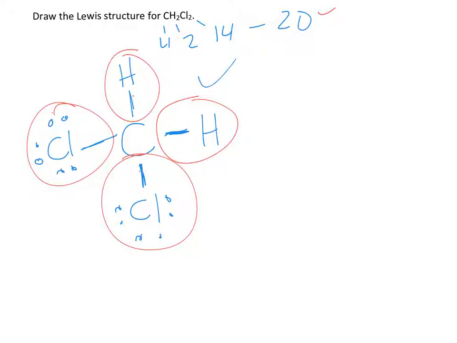Let's do another. NOF. So N has 5, O has 6, F has 7 for a total of 18. Now we want to choose the central atom. So this is one where it's less obvious, but typically you're going to do the one that forms the most bonds. So N, having 5 electrons, likes to form 3 bonds to get to a noble gas. O usually only likes 2. So N's going to be my choice to put in the middle. So I'll put NOF.